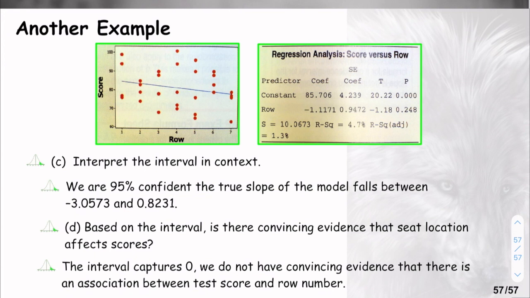Now, knowing what we've known before from confidence intervals, is there convincing evidence that seat selection affects scores? Because the interval captures 0, or 0 is in our interval, we do not have convincing evidence that there is an association between test scores and row number. So that finishes up our inferences on regressions.